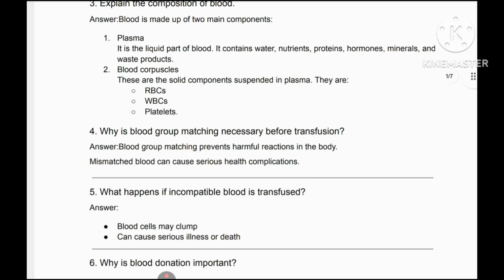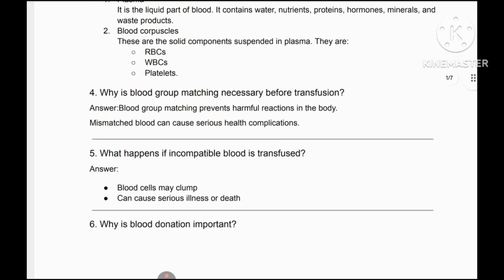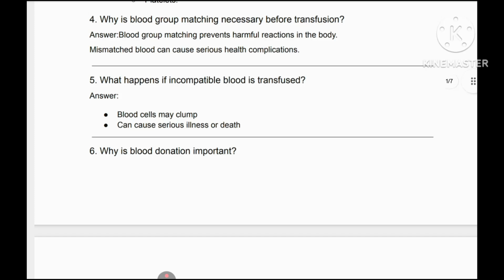Why is blood group matching necessary before transfusion? Blood group matching prevents harmful reactions in the body. Mismatched blood can cause serious health complications. What happens if incompatible blood is transfused? Blood cells may clump, which can cause serious illness or death.